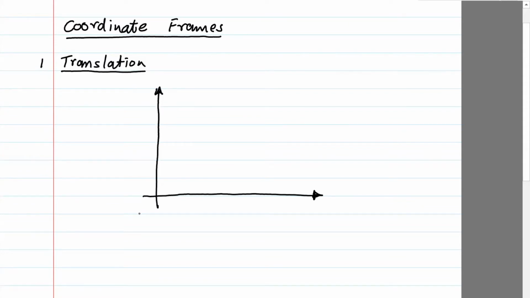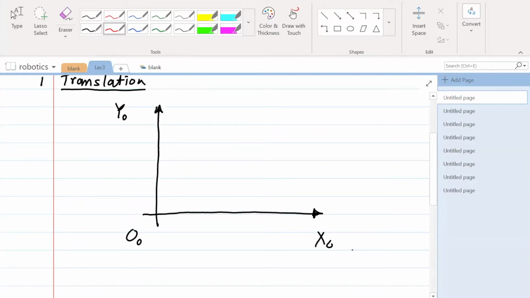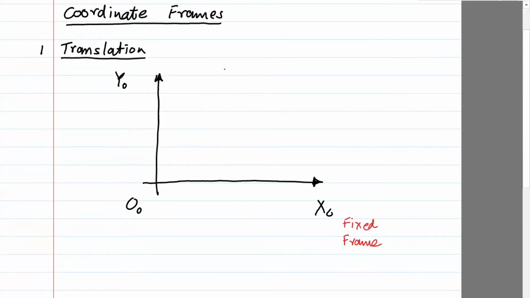So we always have a fixed frame, or a frame which is fixed to the ground. This frame does not move. So this is a fixed frame. And then there is another frame, which is the frame which is going to move. Let me show it with, I call it O1, X1, Y1. Okay, and most of the time we are interested in motion with respect to the fixed frame.